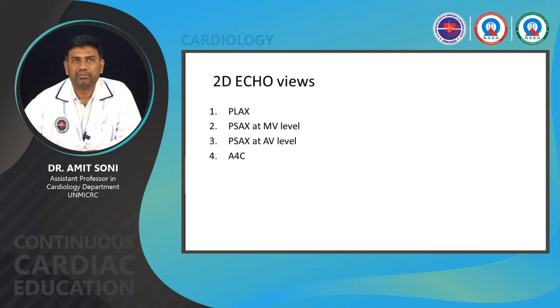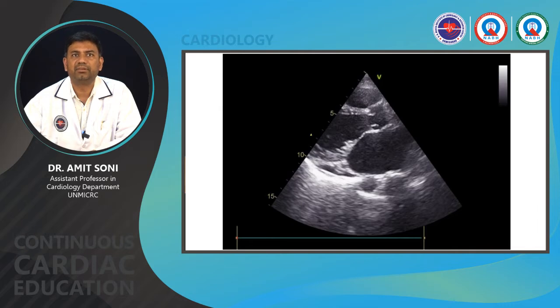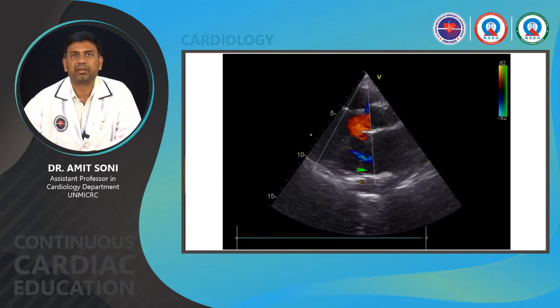2D echocardiographic views to assess the mitral valve are the parasternal long axis view, short axis view at the mitral valve level and aortic valve level, and four chamber view. Coming to the parasternal long axis view, we can assess the leaflet thickening, restricted and typical diastolic doming of the AMVL, hockey stick sign, calcification, chordal thickening, restricted mobility, and associated mitral regurgitation. So this is the parasternal long axis view of the mitral valve, and there is a mild mitral regurgitation.